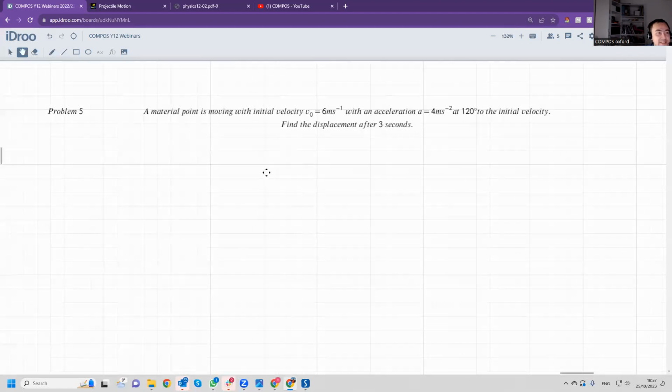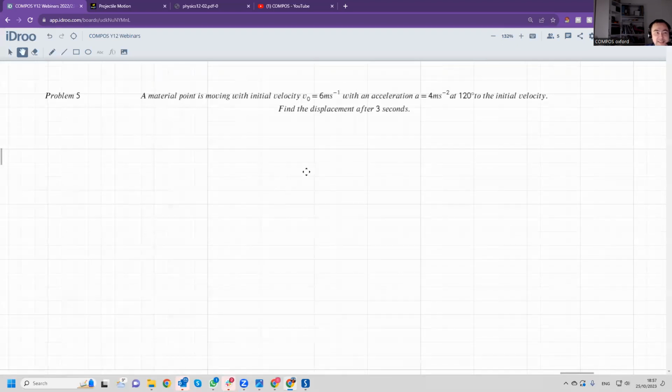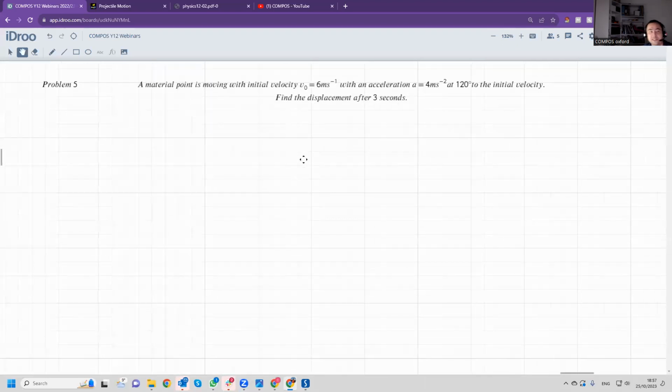A material point is moving with initial velocity 6 meters a second with acceleration 4 meters a second squared at 120 degrees to the initial velocity. Find the displacement after 3 seconds. Interesting. So this is where we can practice our knowledge. Let's just break it down.